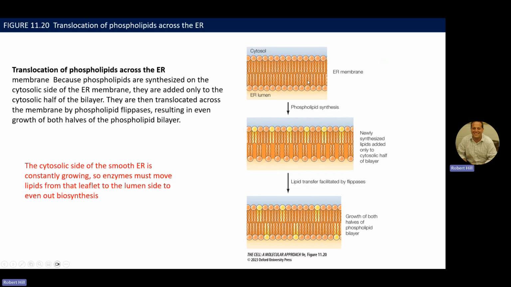To overcome that, there are enzymes called flipases and scramblases that will translocate newly synthesized phospholipids in the outer leaflet of the smooth ER. You can see how the outer leaflet's growing, and it will move them to the inner leaflet. Okay, it's an ATP requiring step, and this is the only example of phospholipids moving from one leaflet to another that's known in eukaryotic cells. Right, it only occurs here in the smooth ER that's prevalent with these flipase and scramblase enzymes.